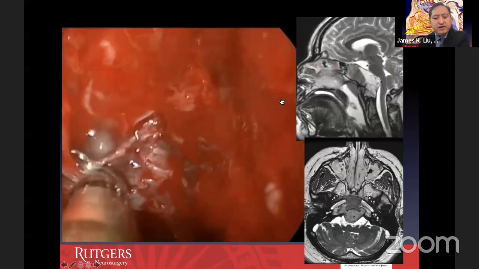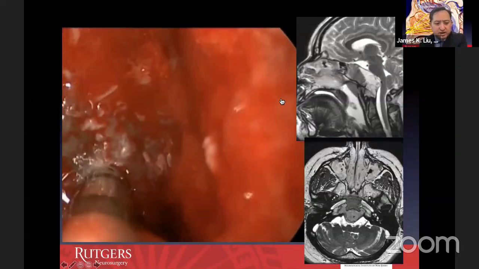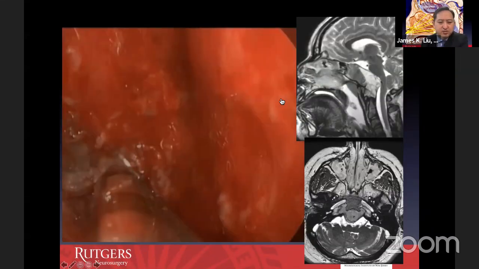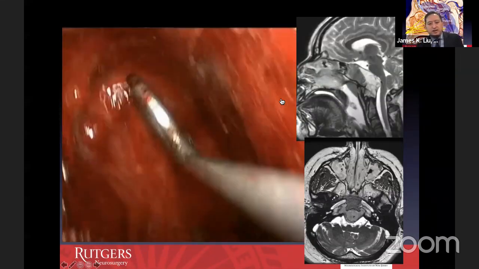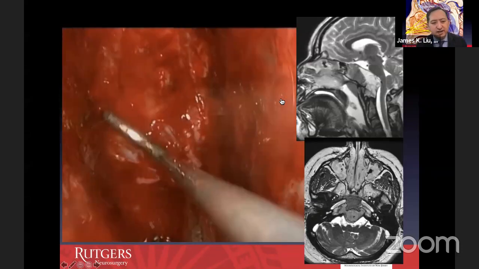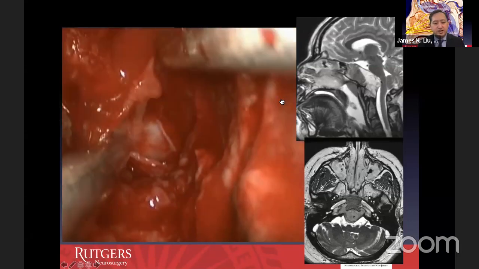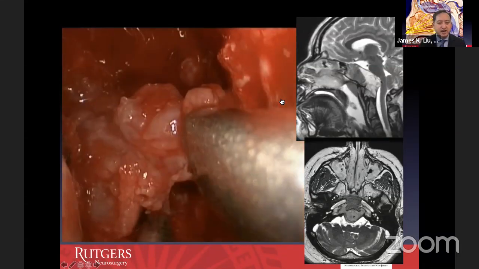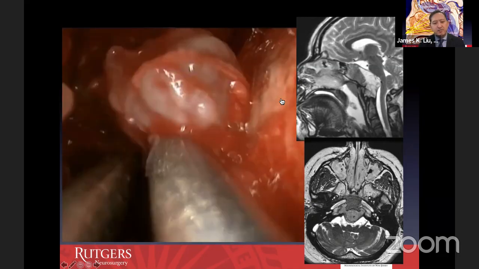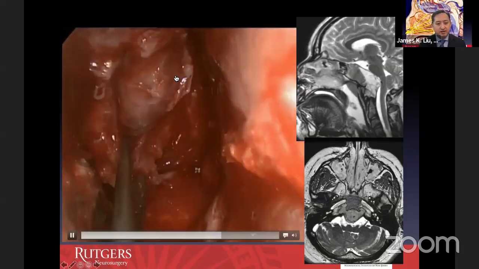And here now we've accessed the gelatinous tumor. This is the typical chordoma looking type tissue. And we'll use a side cutting aspirator here to get the tumor out. Now the tumor will typically invade the dura, and the dura has two layers. There's an outer periosteal layer of the dura that you see here being held by the pituitary. And then there's a thin arachnoid type membrane, the membranous layer, the inner layer of the dura, which we see here.